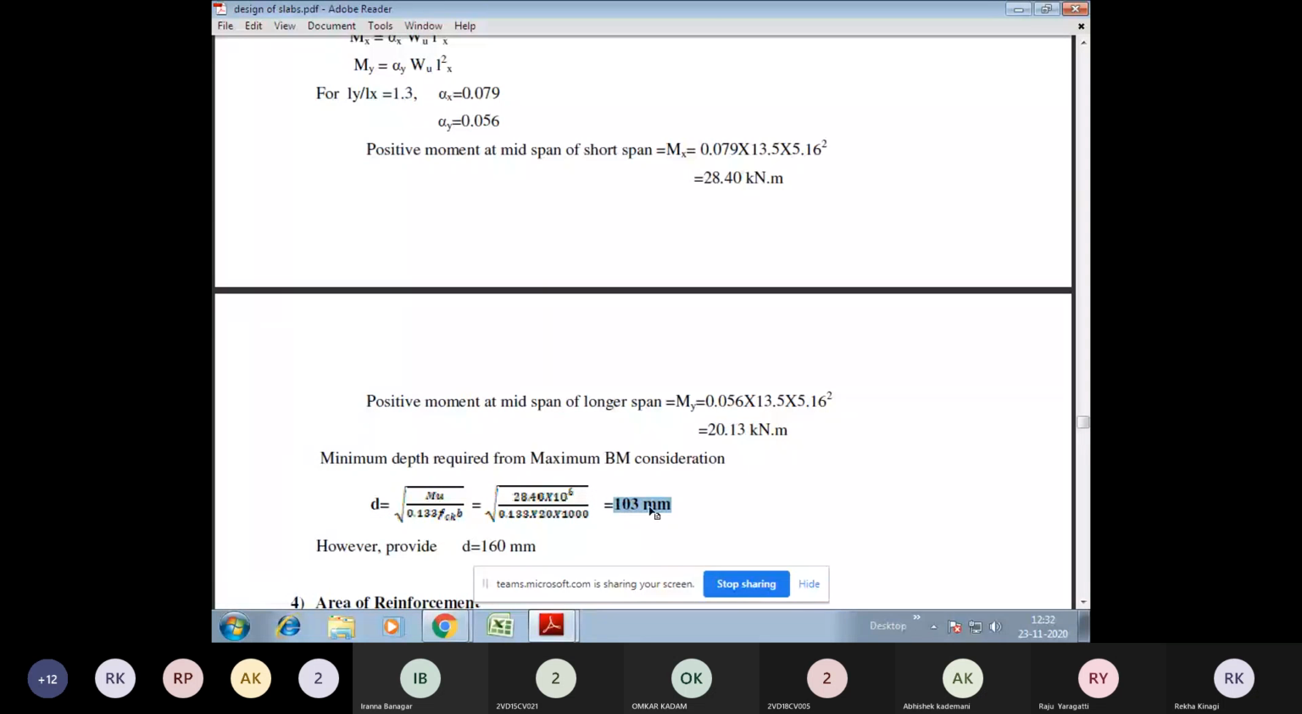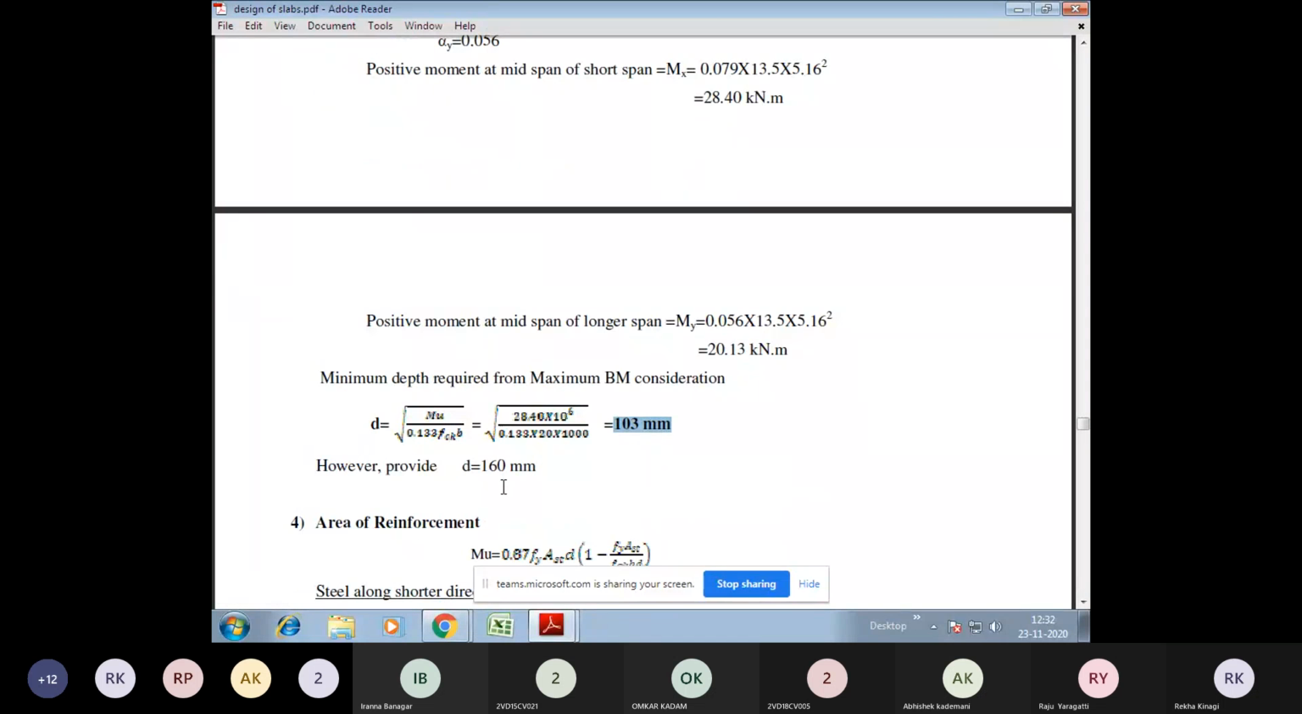So this depth required is less than depth provided. What we have provided is 160 mm. So if depth required is less than depth provided, then we can proceed with the further design.